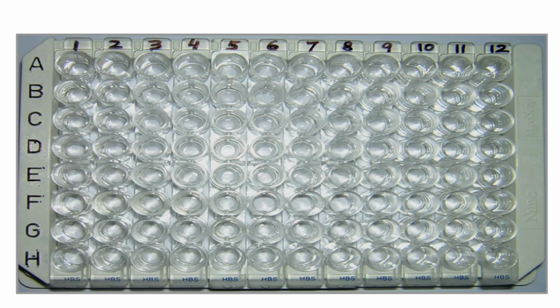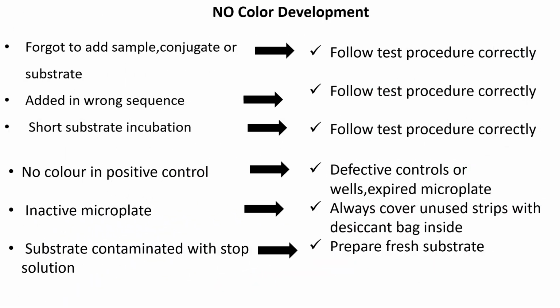Next, there is no color development. So the reasons are forgetting to add the sample, conjugate, or substrate, so we have to follow the SOP. Then reagents added in the wrong sequence or short substrate incubation. In all these we have to follow the SOP properly.